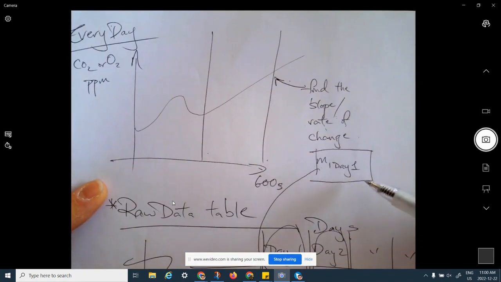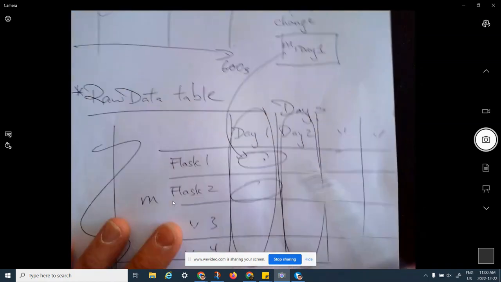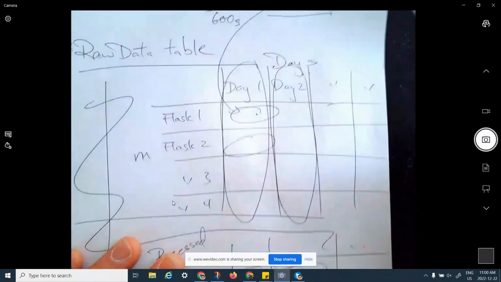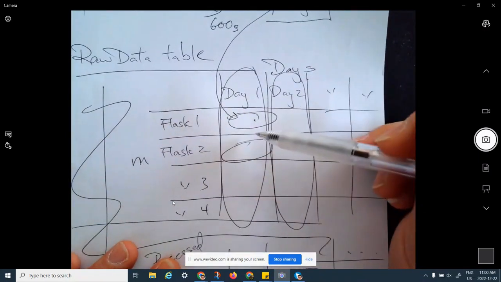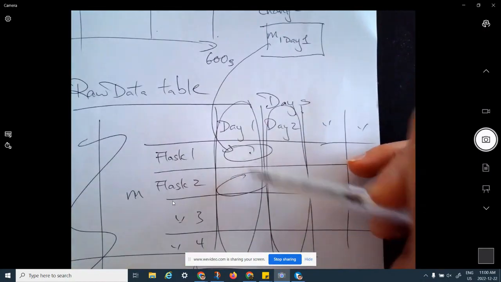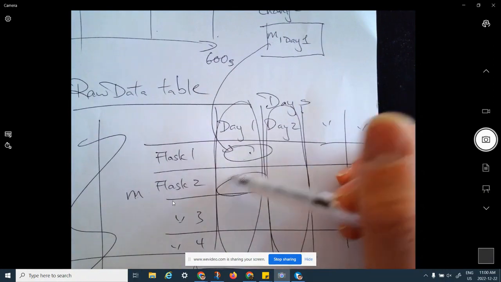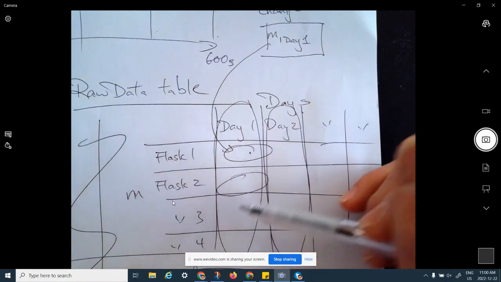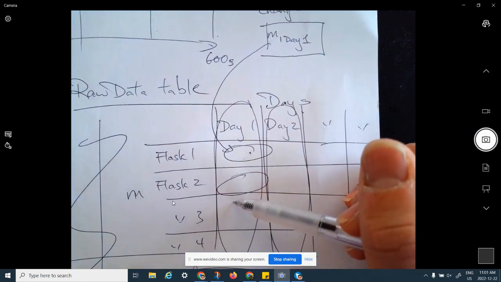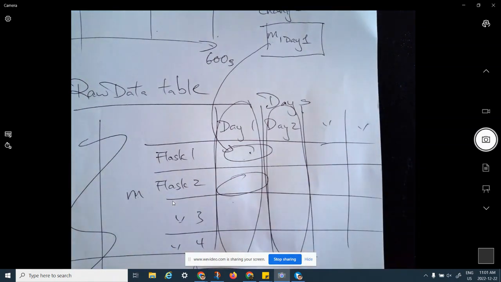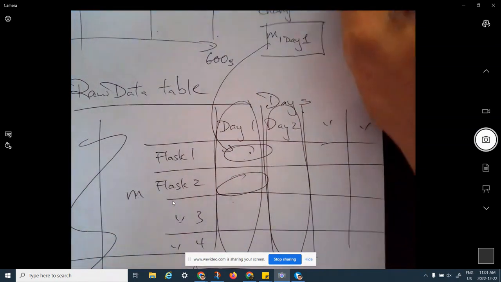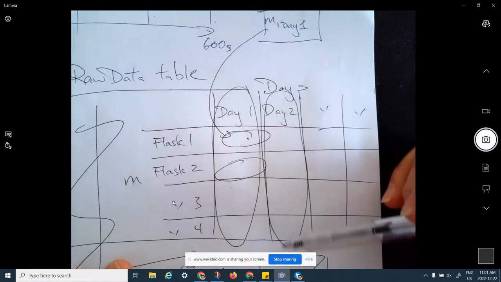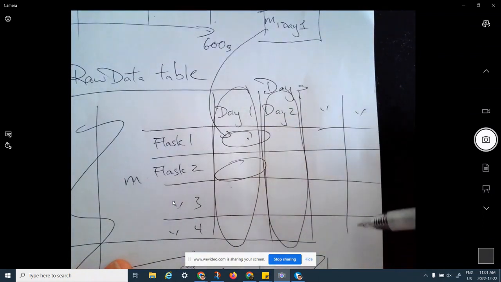So in this case, your raw data table should be something like: day 1, flask 1, what is the rate? Day 2, flask 2, what is the M? Day 1, flask 3, what is the M? By the way, this is recorded. Okay. And then you have the same thing, day 2, day 3, day 4.